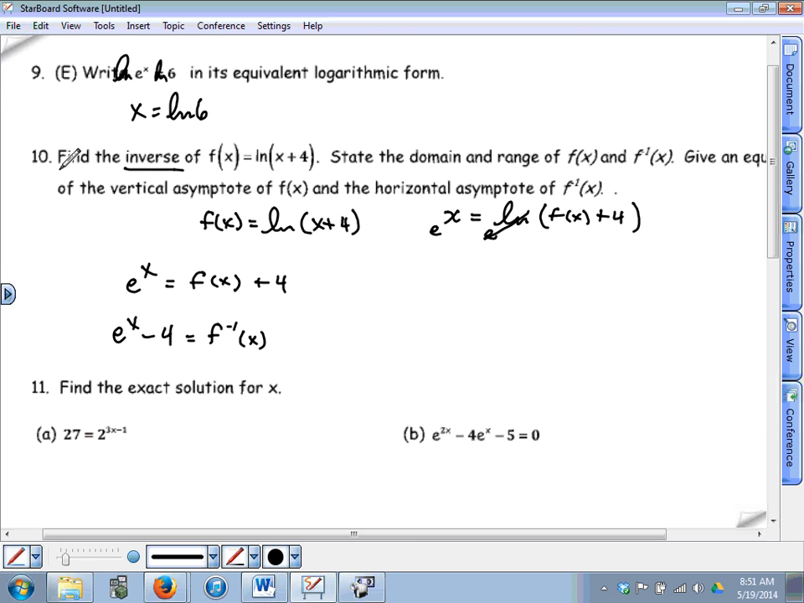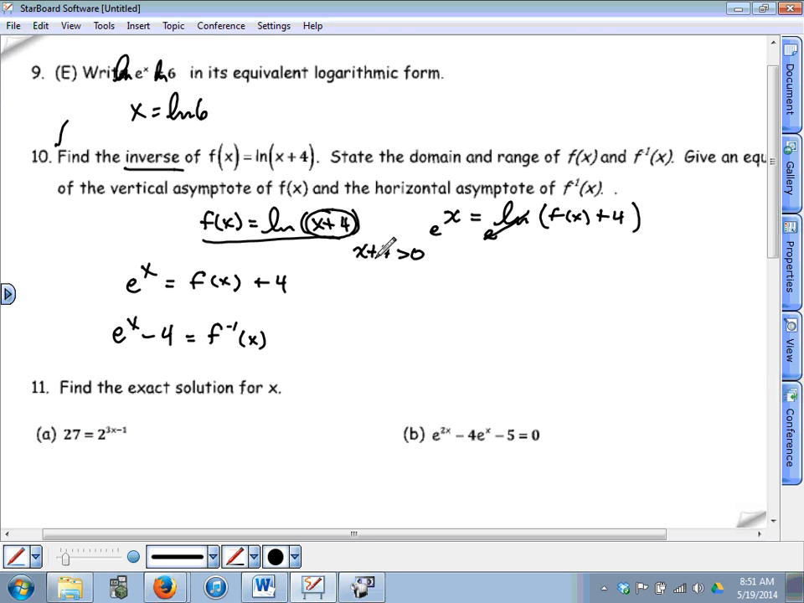Okay? So that's the first part of the question. Now it says state the domain and range of both the original function and the inverse function. Let's start with the original function. Okay? You guys need to listen carefully. With logarithm functions, you cannot take the logarithm of negative values or 0. You guys follow? So we're taking the logarithm of x plus 4. That means x plus 4 has to be greater than what? It has to be greater than 0. Otherwise, we couldn't take the logarithm of it.